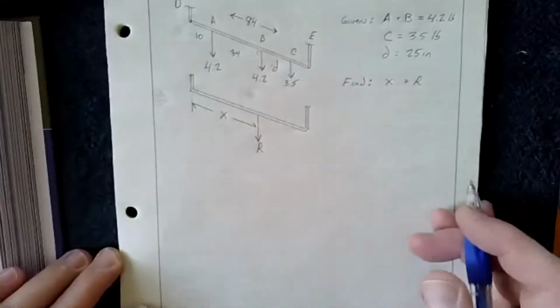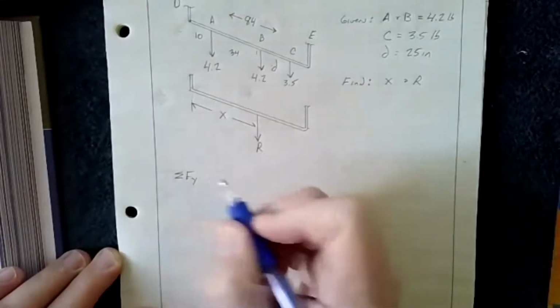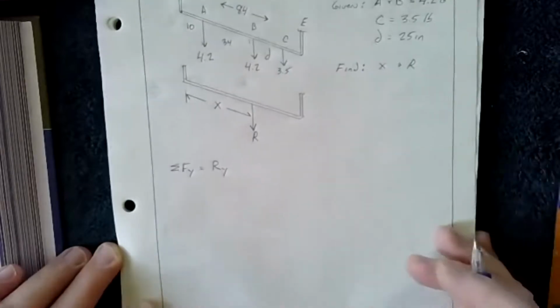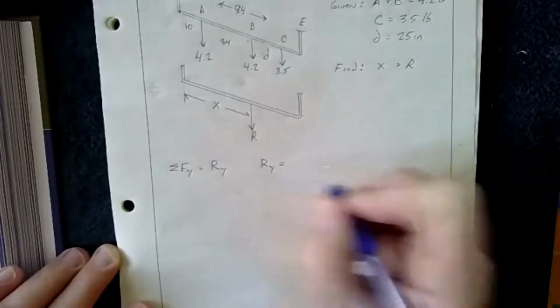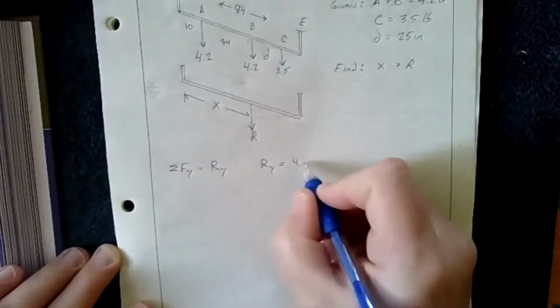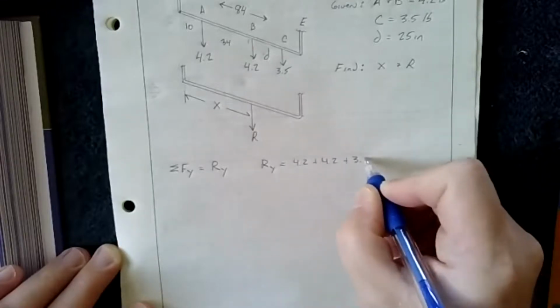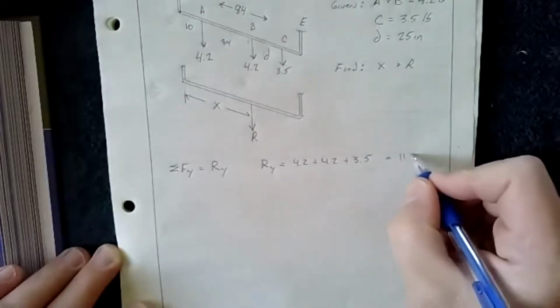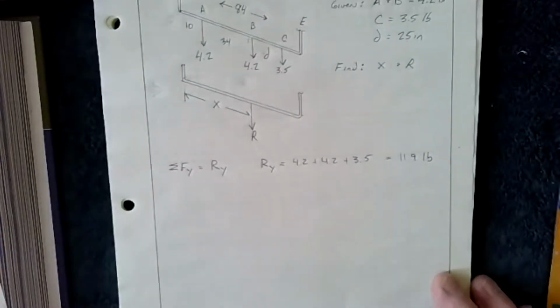So how would we do that? The first thing we want to know is, what is the sum of the forces? And all the forces are in the y, so that's going to equal our resultant in the y. That's just going to be the sum. We do 4.2 plus 4.2 plus 3.5. We do the complex math, get out our calculator, and we get 11.9 pounds. Okay. So we have that.